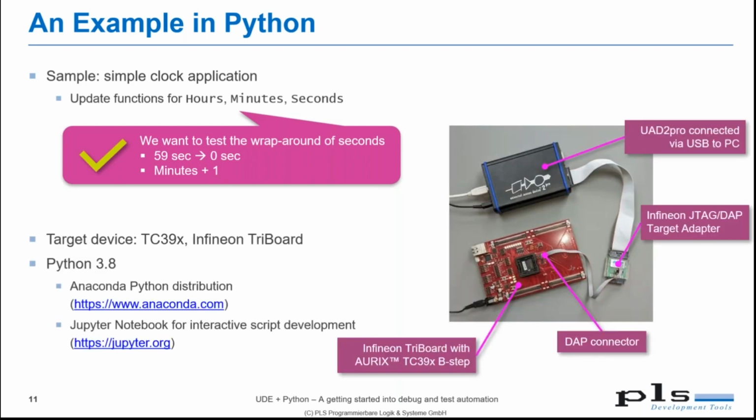The application under test is running on an Infineon Aurix. The hardware setup is shown here. That's on my table here. And I use the UDE 2 Pro from our Universal Access Device family to connect via the DAP interface of the Infineon TriBoard. And the UAD 2 Pro is connected to my PC using USB. For developing the script, I will use the Anaconda Python distribution and a very nice tool named IPython Notebook that allows us to interactively develop Python scripts.